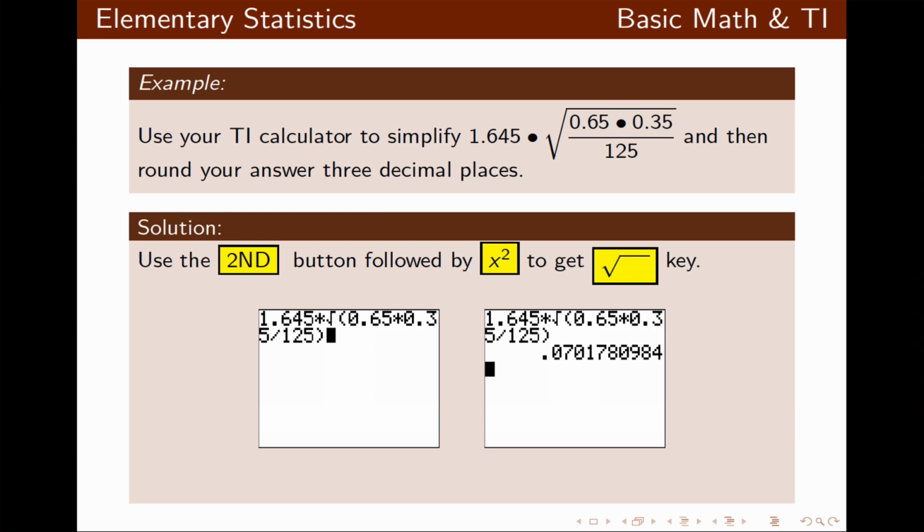Now we take this answer and we round it to 3 decimals. And that answer is 0.070.